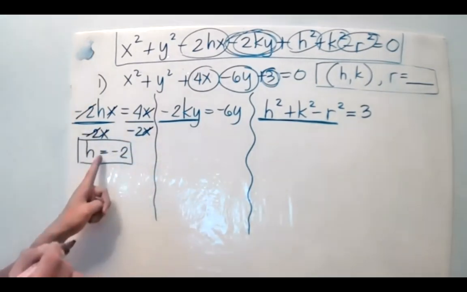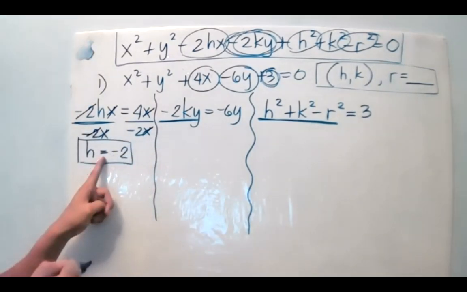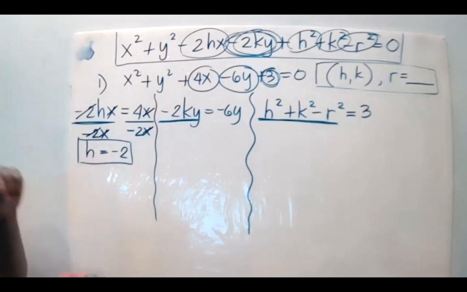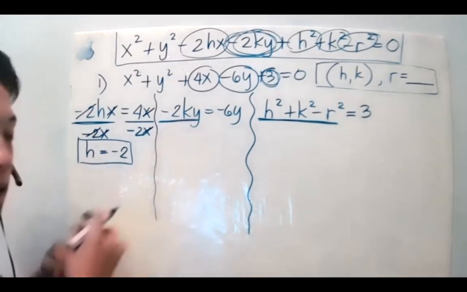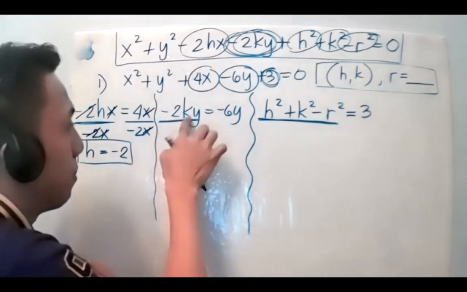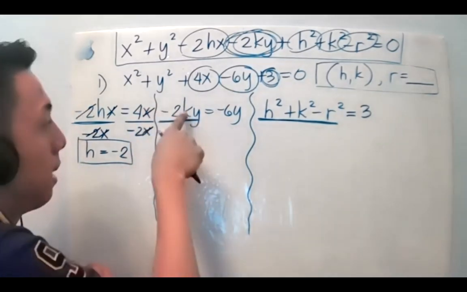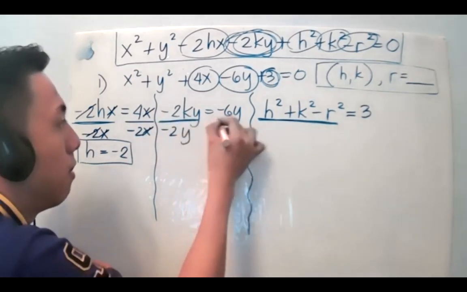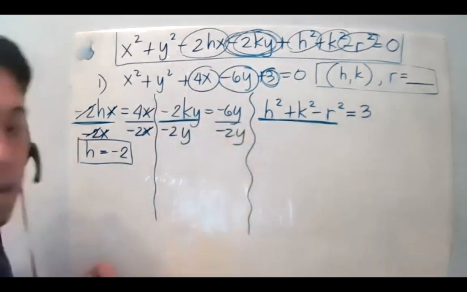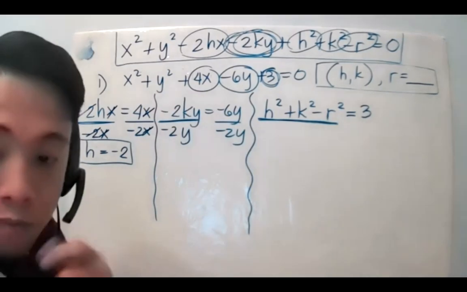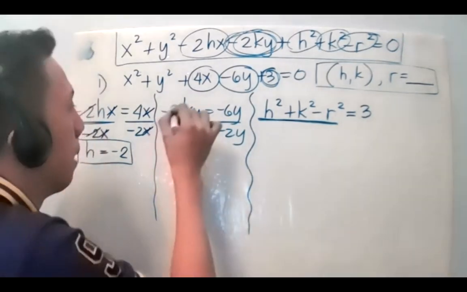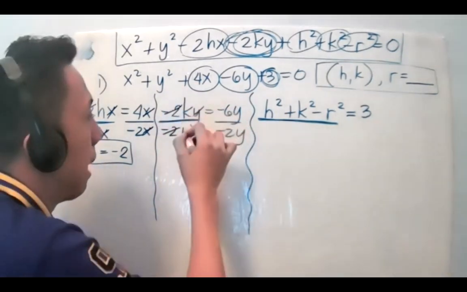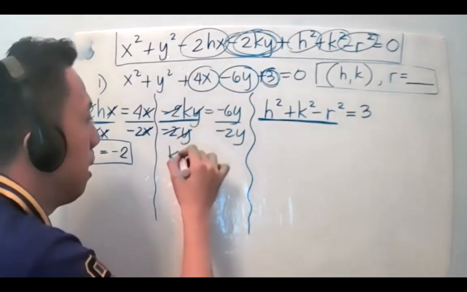Ayan. So, may h na tayo. Ang h natin is negative 2. Let's find k. Para mahanap si k or para iwan si k dito, we will divide both sides by negative 2y. Tama? Negative 2y. Cancelled, cancelled, cancelled, cancelled. Natira lang si k.